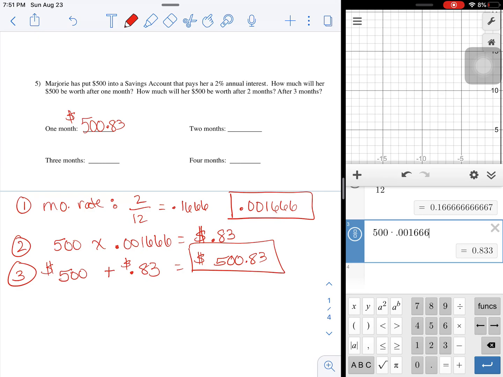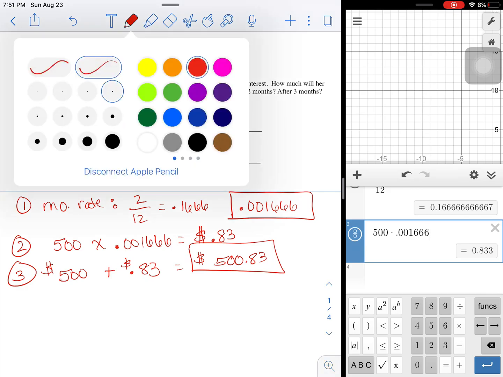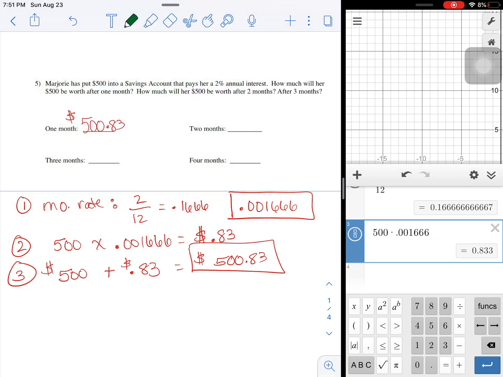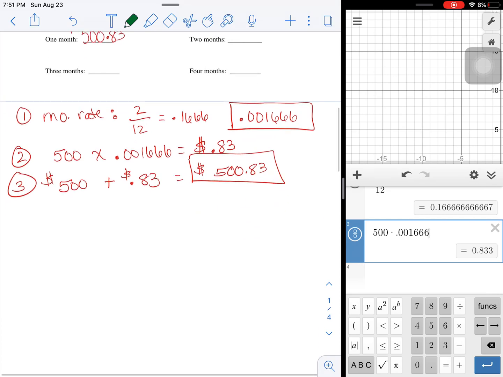Month 2, okay, you're going to take your new balance. Now you don't have $500 in that account anymore. You now have $500 and 83 cents. So when I start this process over, you're going to use the new amount from the previous month. So we're going to start with, we already did step 1. That 0.001666 is already stagnant. It didn't change interest. Like next month is still at 2%.